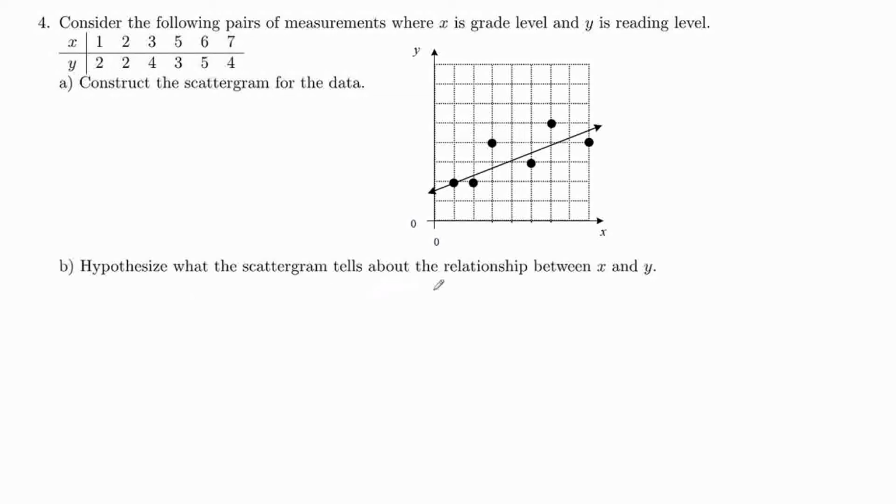Hypothesize what the scattergram tells us about the relationship between x and y. Well, we can see that as x increases, y increases because these kind of channel from lower left to upper right. So it looks like there is a positive relationship here, and it looks like it is roughly linear. So we could say here it looks like there is a positive, and parenthetically we could say linear, roughly linear relationship or correlation.